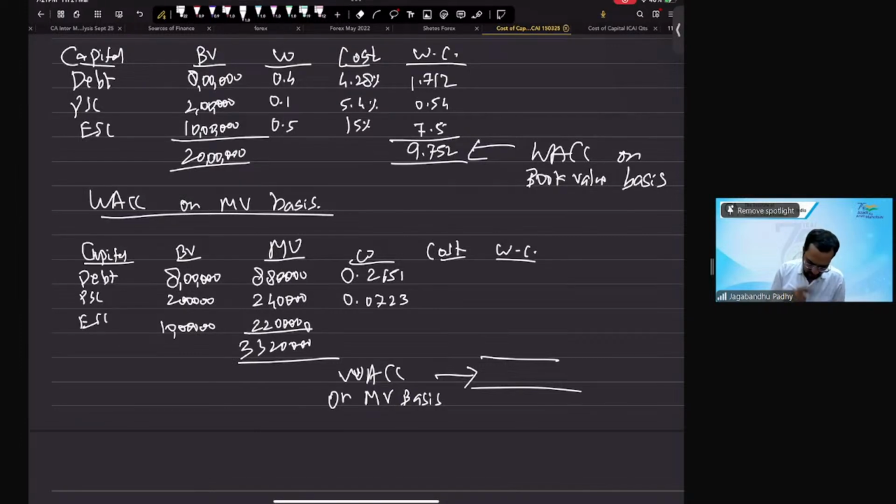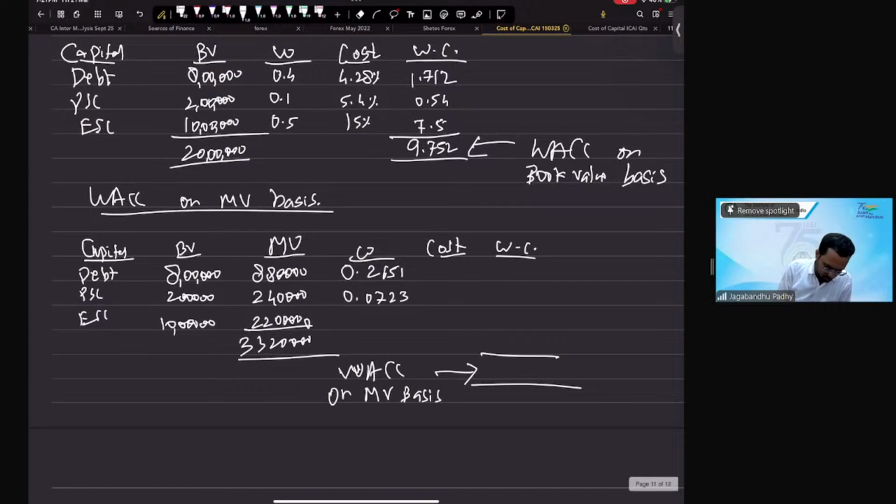And then the last one was 22 lakhs divided by 33 lakh 20,000. So 0.6627. The other weights, we can write down the cost as we have computed: 4.28%, 5.4%, and 15%. So just multiply weights with cost.